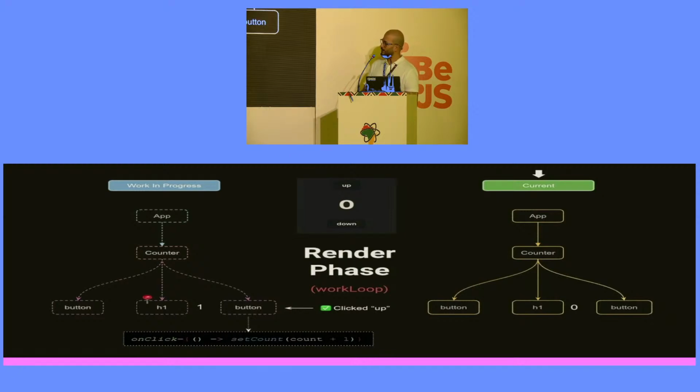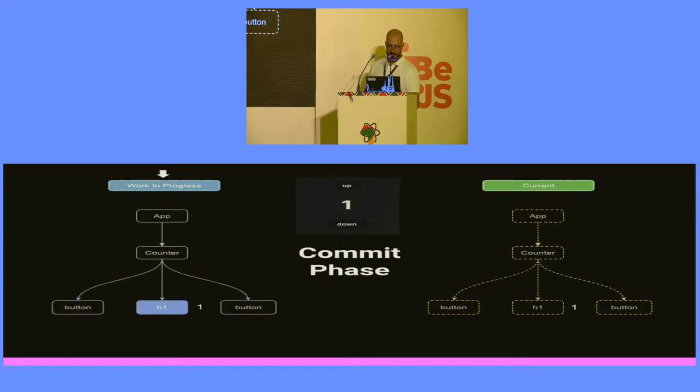And finally, we go to the other phase, which is commit, and it is moving this cursor from current becomes work in progress. That's why they call it alternate as well. In this case, you will find that this alternate or work in progress is the one matching the current DOM and committing the only change, which is H1, to the real DOM.